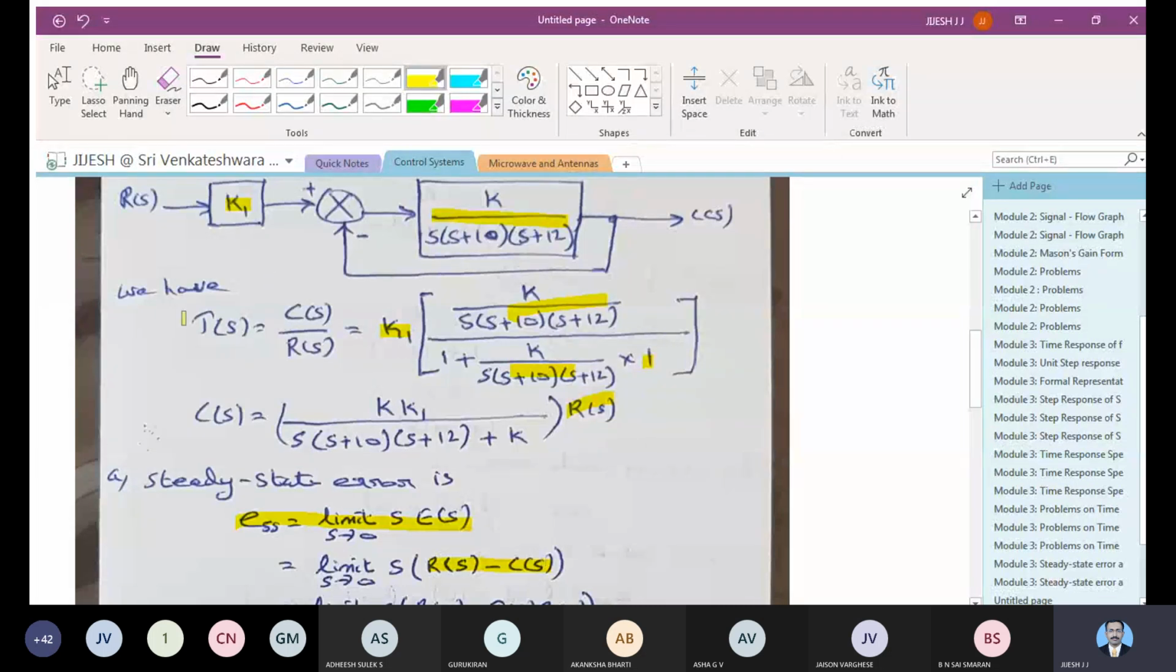See, here we have also written T of S, that is the transfer function, as T of S is equal to C of S by R of S. So from that you can write what C of S is. C of S can be written as T of S into R of S. I am just taking C of S from this equation. So it is the combination of these two. So what are you going to get?